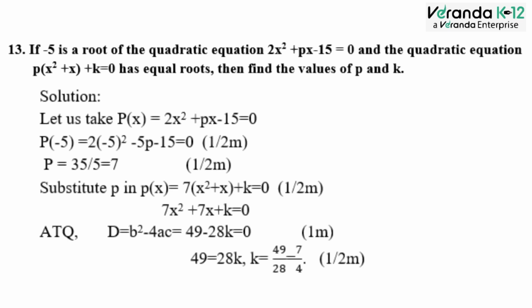After transposing, we will get 49 is equal to 28k. Therefore, k is equal to 49 by 28. Reduced to the lowest form, we'll cancel it. We'll get 7 by 4 as the answer.